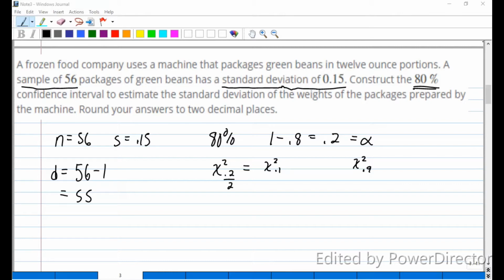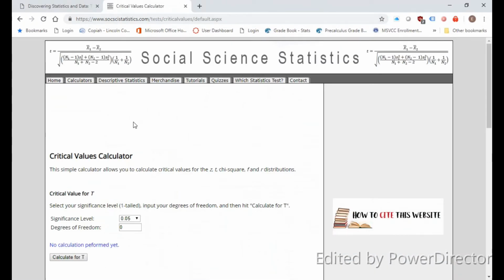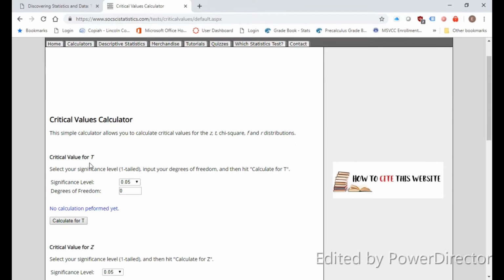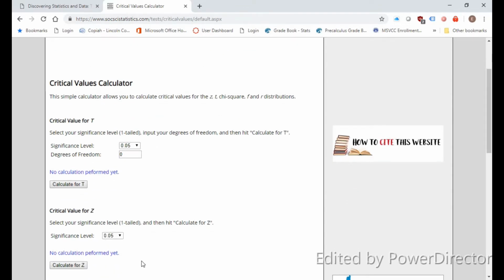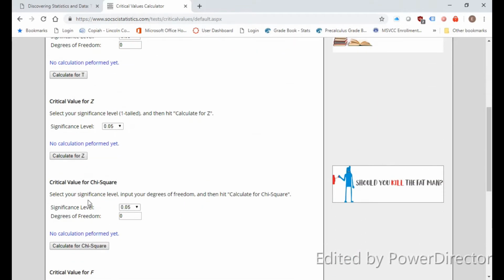All right, so I am just going to type in a calculator. Our significance level, let's see. I found this page, socialstatistics.com. It just has the calculators here, so it has the formula built in to where you wouldn't even have to use the chi-square chart or the z chart. That's pretty nice. And then here's chi-square. Let's just make sure it works.